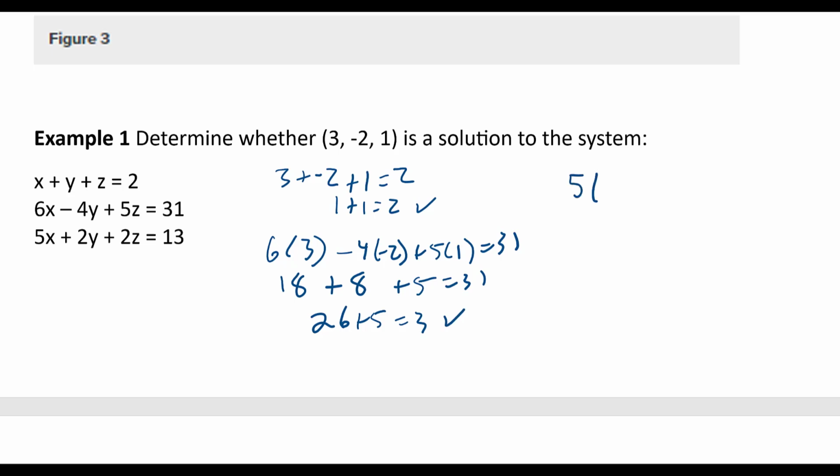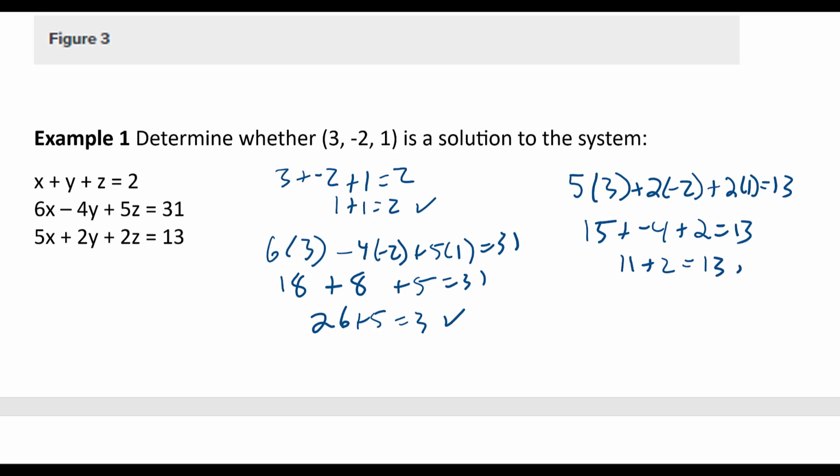So 5 times 3 plus 2 times -2 plus 2 times 1. Is that going to be 13? That's 15 plus -4 plus 2. Is that 13? 15 and -4 is 11. Is 11 plus 2 equal to 13? Yes, it is. So 3, -2, 1 is a solution.